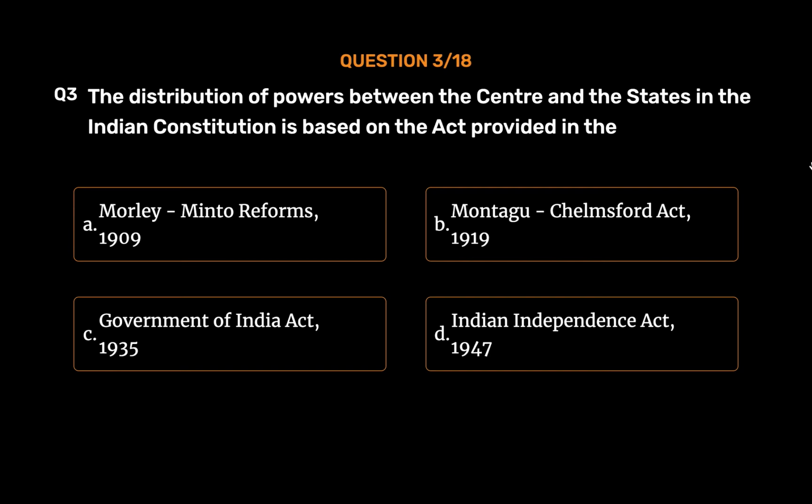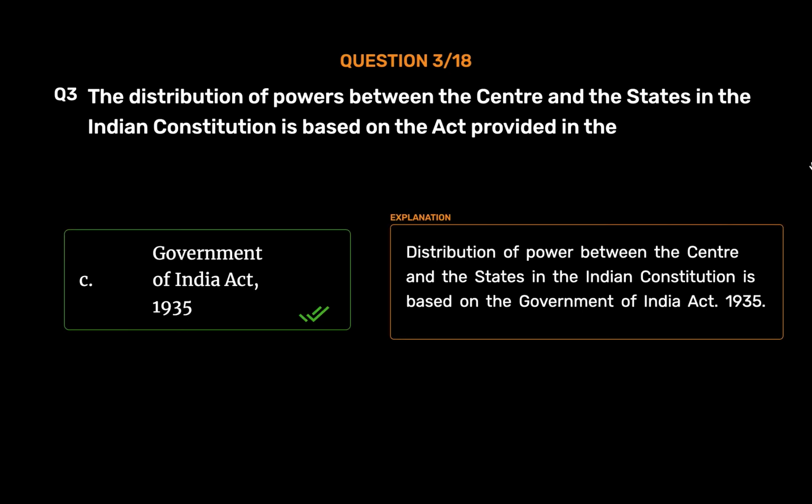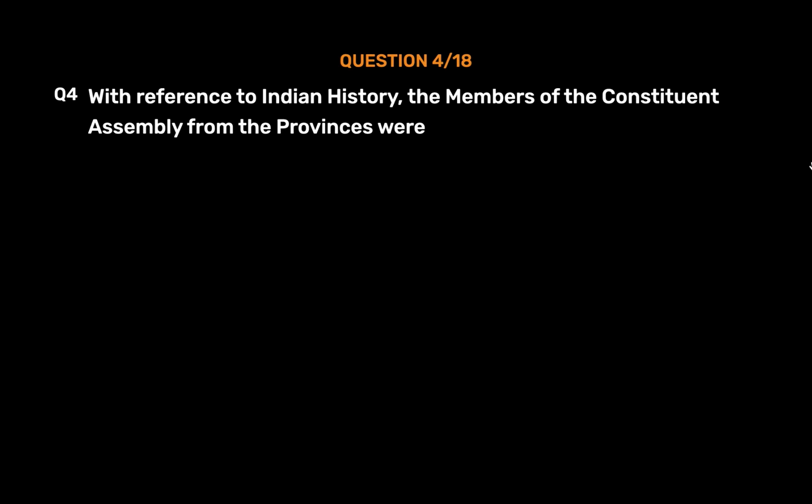The correct answer is Option C. Government of India Act, 1935. Distribution of power between the centre and the states in the Indian Constitution is based on the Government of India Act, 1935.